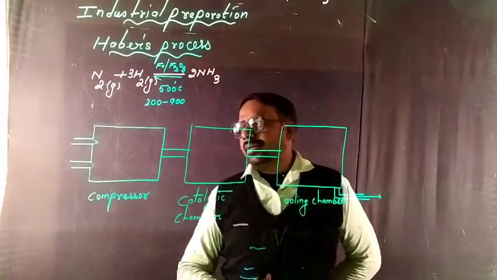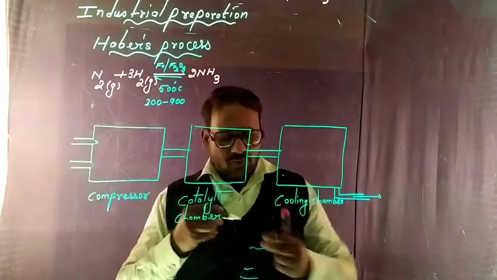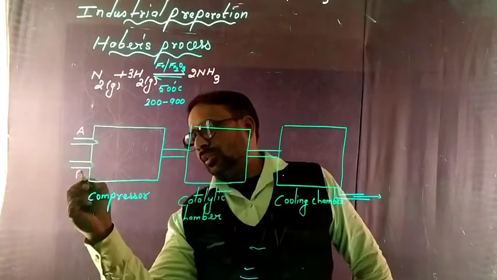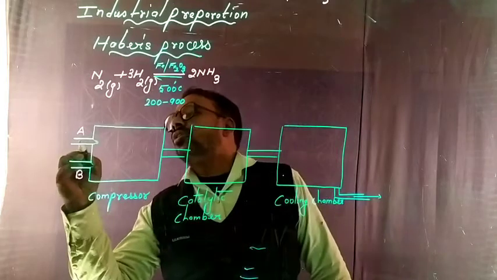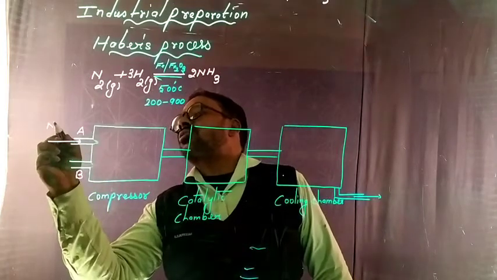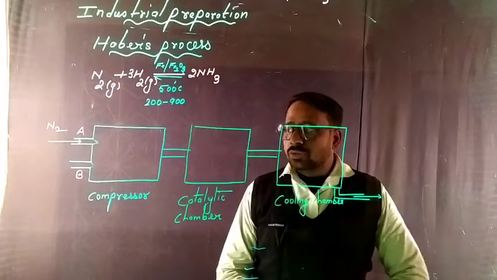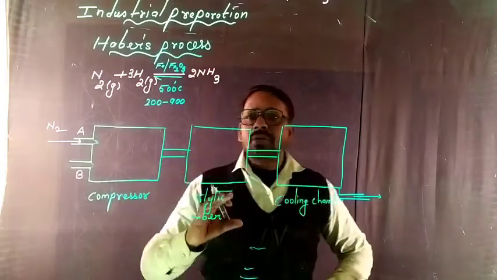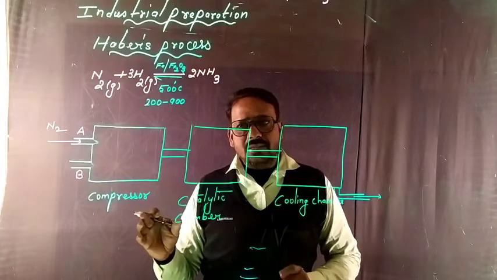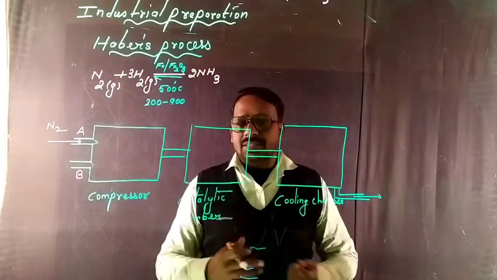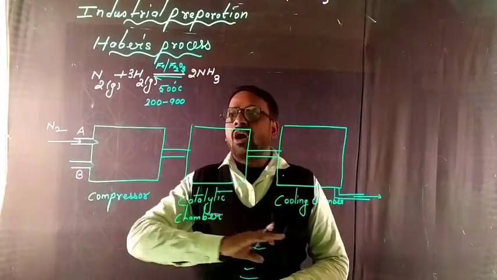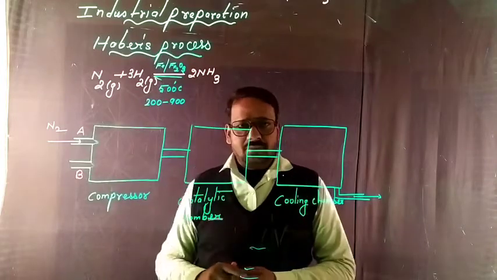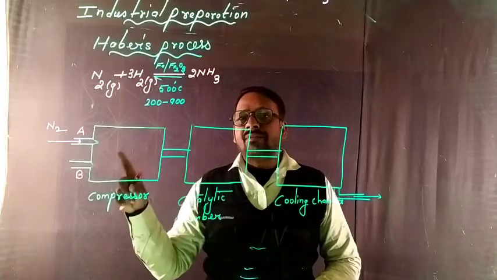So how will we do that? First, from inlet A, we will take nitrogen gas, one part of nitrogen gas. And you know that we have to take pure nitrogen gas. Otherwise, it may contain lots of impurities. Then the reaction will not be possible to produce ammonia. It also decreases the efficiency of the catalyst. It will behave as a poison.